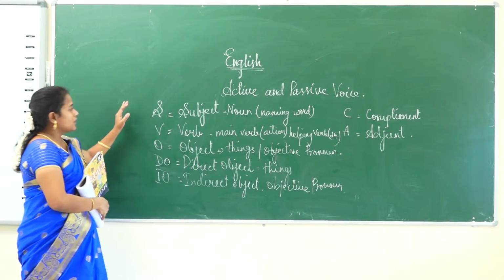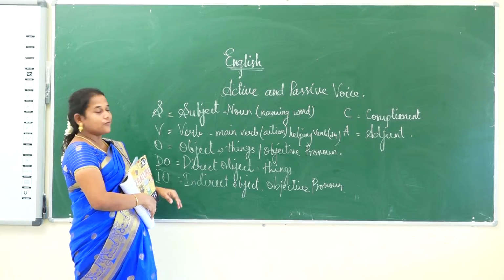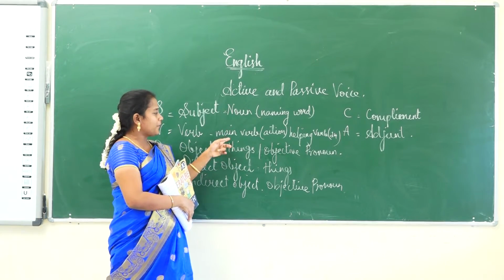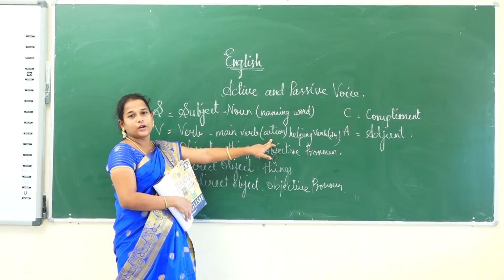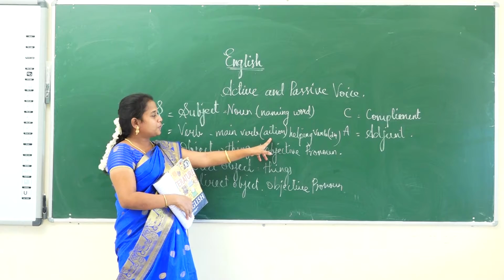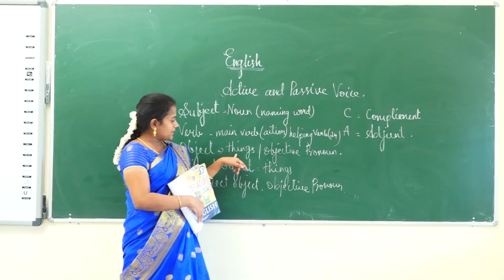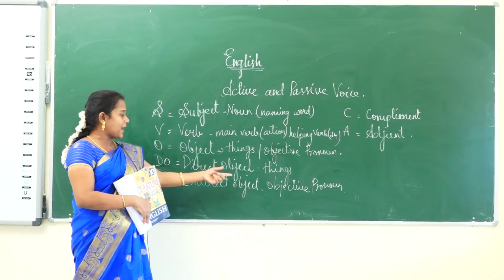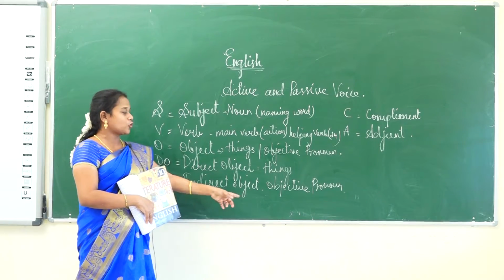So, S is for subject, it is a noun, it denotes all the naming words. V is for verb, it is divided into two, main verb and helping verb. Main verbs denote all the action, whatever we are doing from waking up in the morning to bed. And O is for object, it denotes the things as well as the objective pronoun. These things come under the group of direct object, and this objective pronoun comes under the group of indirect objects.